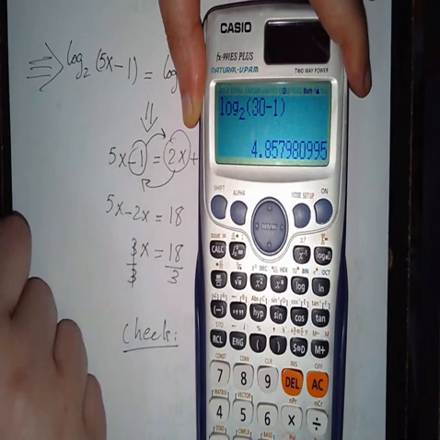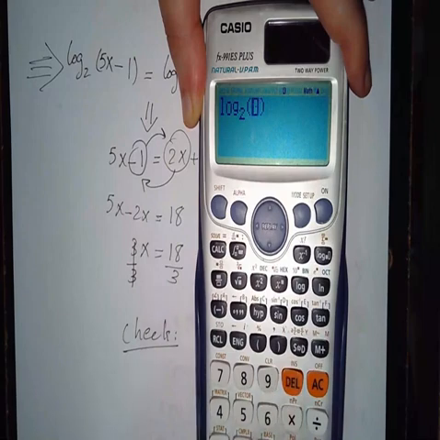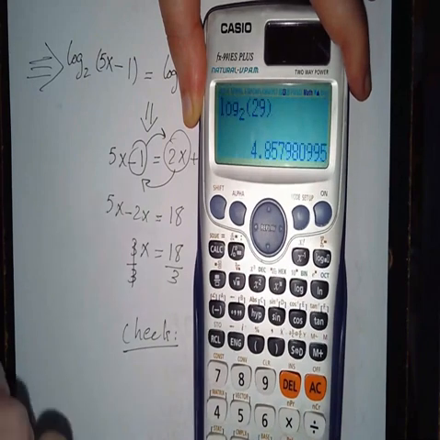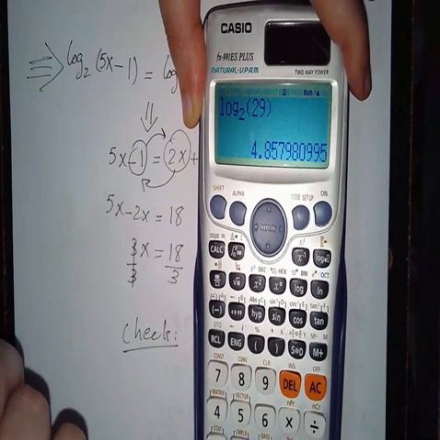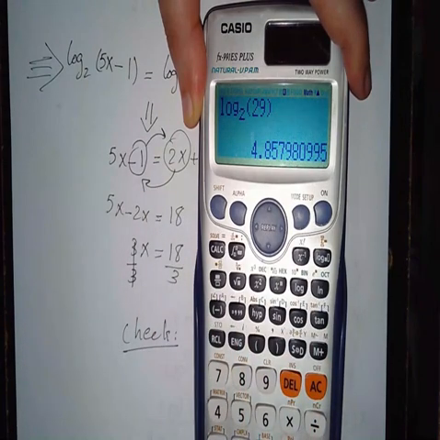So log of 29 is 4.8579. And just to show you that's the same thing, just a 29, boom, same number. So it's calculable. You can calculate it. We're good. That's all I want you to check.